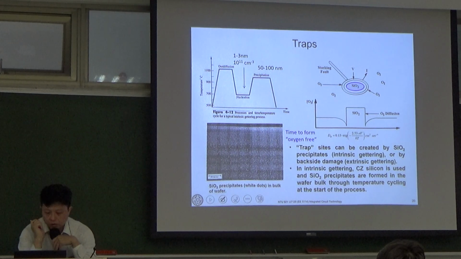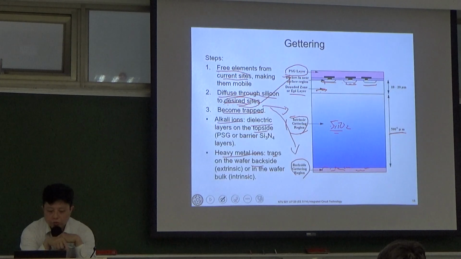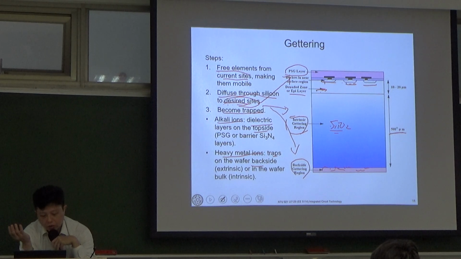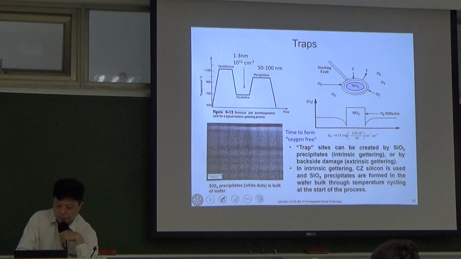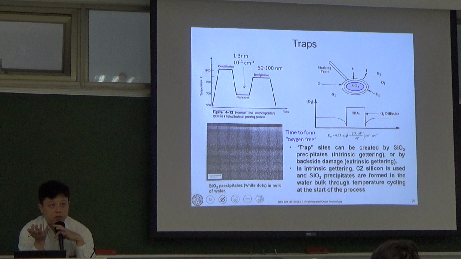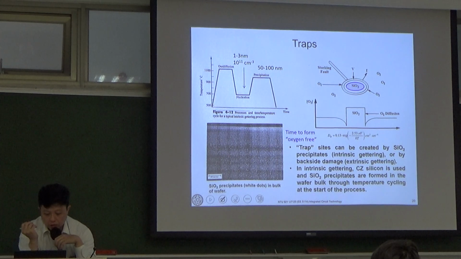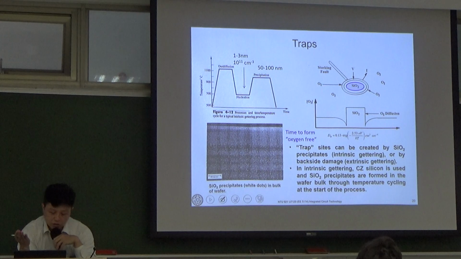So in these 3 steps, the first one is to free the element, right? And the second, we try to make them diffuse to the desired site. The desired site means the traps, right? We create the traps for those defects. They can go there and precipitate there, they can get together and grow, as long as they don't stay close to our surface channel.